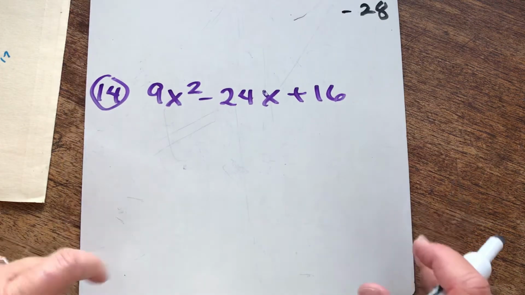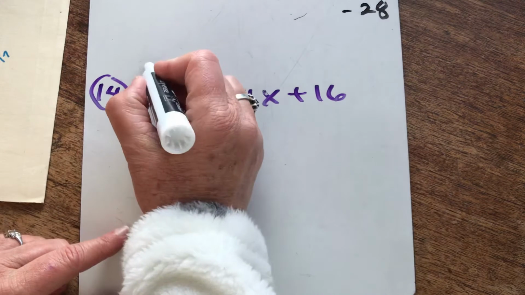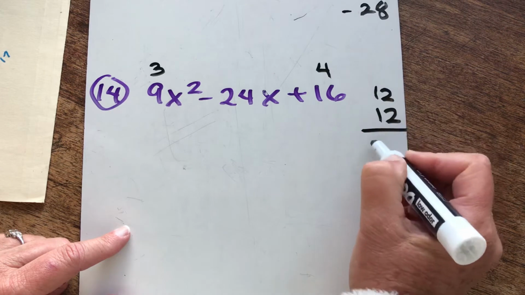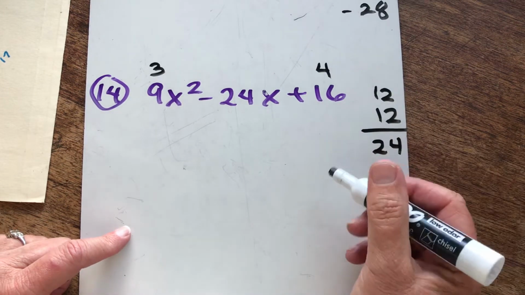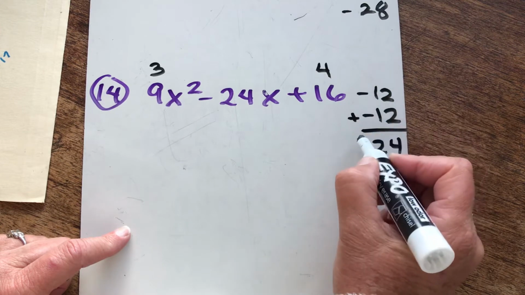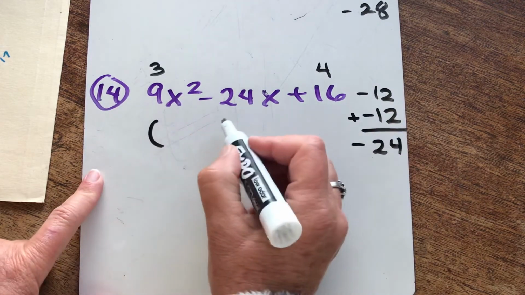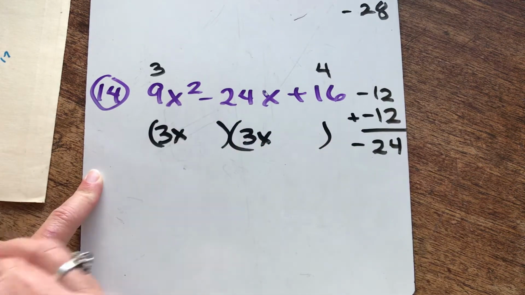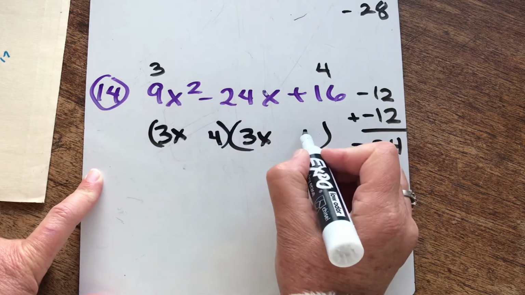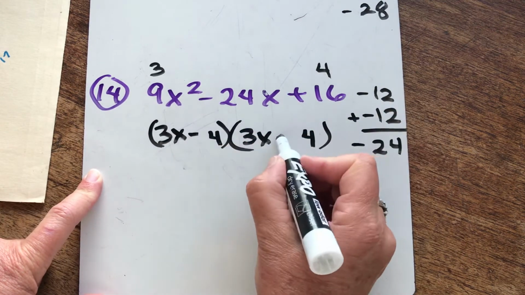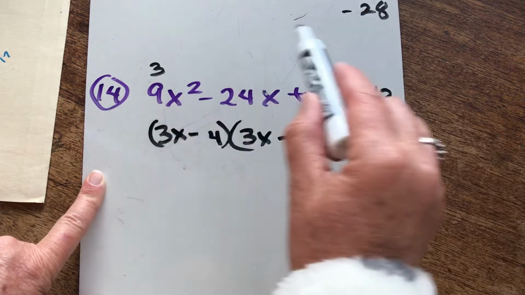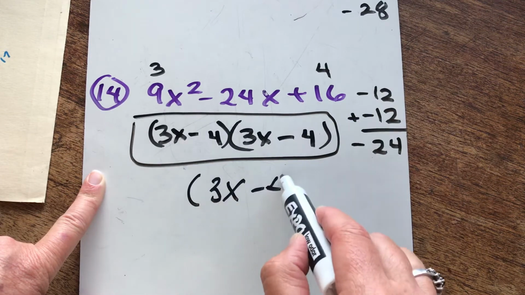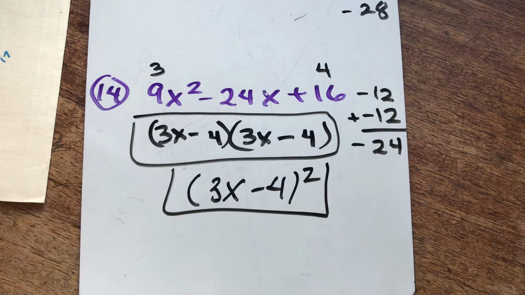Let's try question 14. Perfect square, yes. Perfect square, yes. 3, 4. 3 times 4 is 12. Let me double it. If they were both positive, I'd get a positive 24 when I add them. So these must both be negative, so I can get a negative 24. So we have 3x times 3x is 9x squared. We're going to have 4 times 4 gives me the 16 in the back, and they're both going to be negative. All of this is the work I want to see. This is your final answer, or if you want to write it as a square, that's okay too.